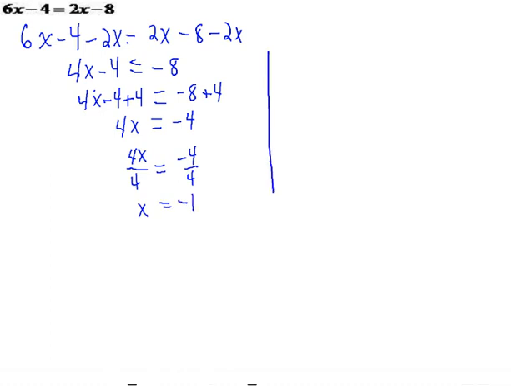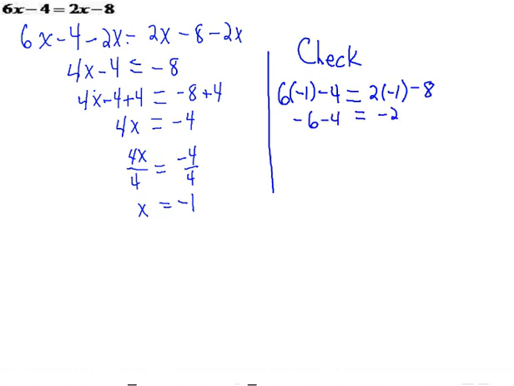As we said, let's go ahead and check. I'd start with the original equation and plug in negative 1 for x: 6 times negative 1 minus 4 is supposed to equal 2 times negative 1 minus 8. Here, negative 6 minus 4 is equal to negative 2 minus 8, and so we have negative 10 equals negative 10, which checks, so yes, that is a solution. There's our solution, x equals negative 1.